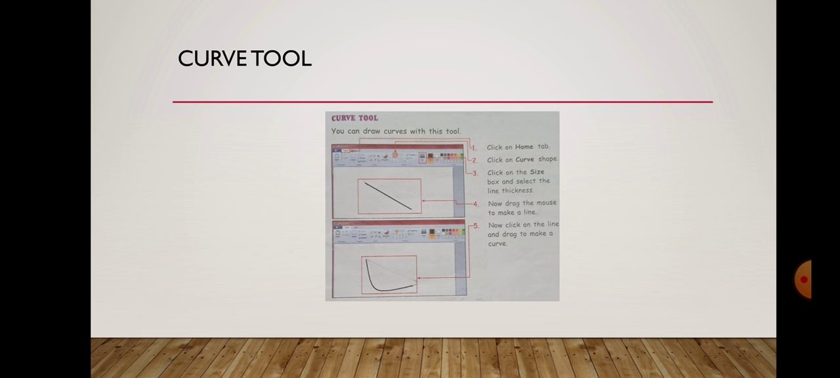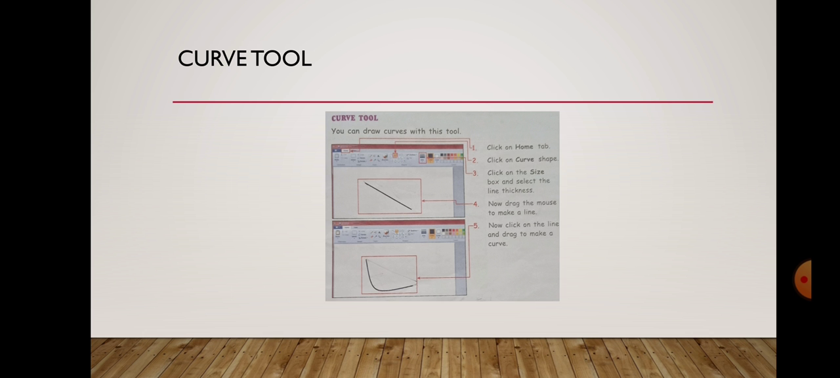Then we will click on the curve shape. Then after that we will again click on the size box and we will select the thickness. And then we will drag the mouse to make a line. Now we'll click on the line and drag it to make a curve.